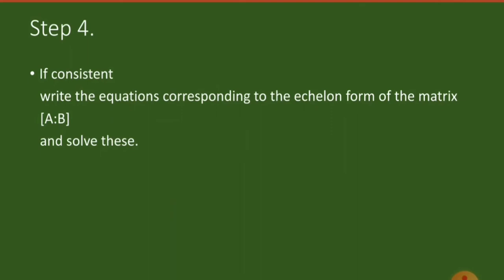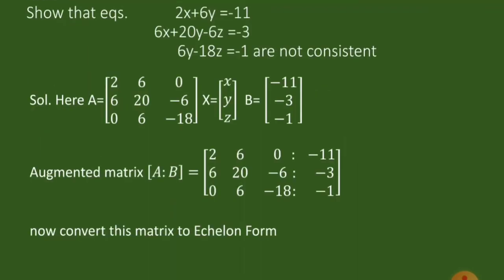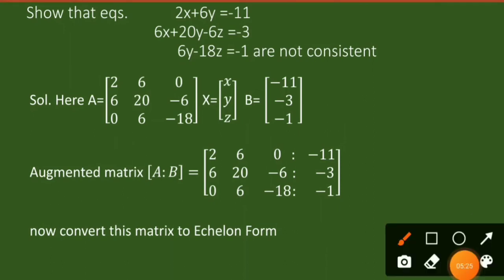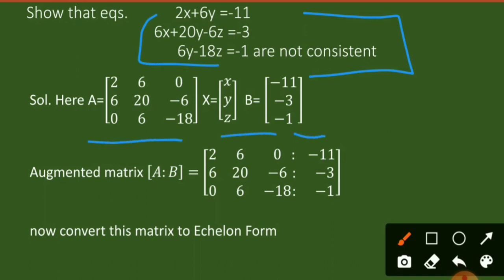So let us see one example. This is the given question where we have to show these equations are not consistent. We are not asked to find the solution here, we just have to check the consistency. So the system of equations when written in matrix form is this. Then we have to write the augmented matrix. Augmented matrix means matrix A, matrix B here. This is the A matrix, this is the B matrix. We put the double dot sign between these two matrices, which is called the augmented matrix.